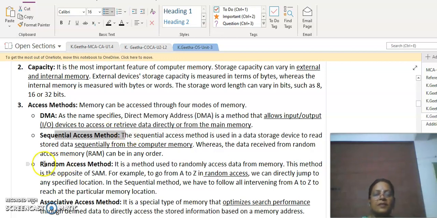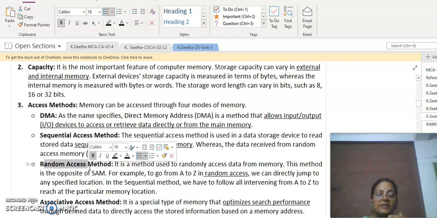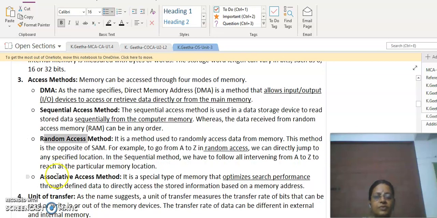Whereas the next method of access is random access. As the name implies, at random we can switch over to any location and get the information, so we need not traverse starting from the beginning. Random access is usually preferred, and only for that reason we have the memory called RAM, which specifies the type of access it adopts. Then comes associative access.